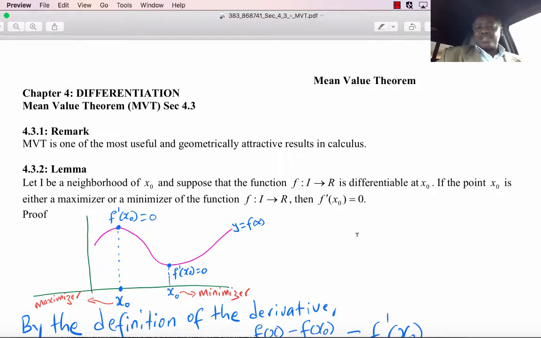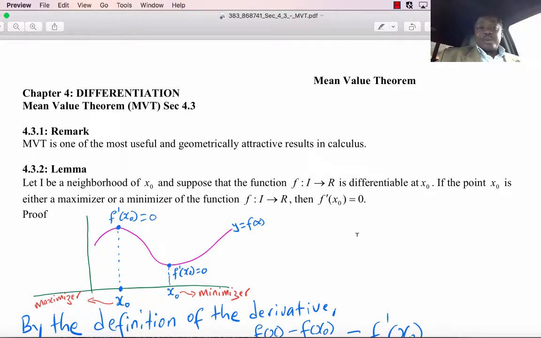Welcome to section 4.3, the mean value theorem. We are using the text Advanced Calculus by Patrick M. Fitzpatrick, and this is Dr. Gilbert Eyabi. First of all, let's get a remark.